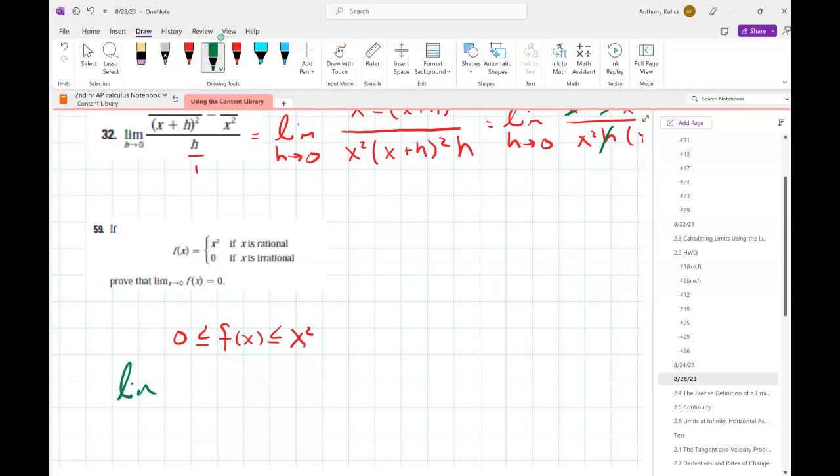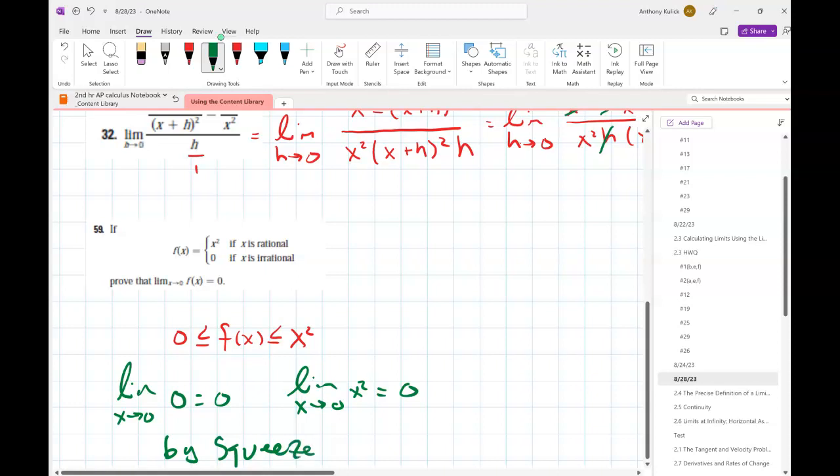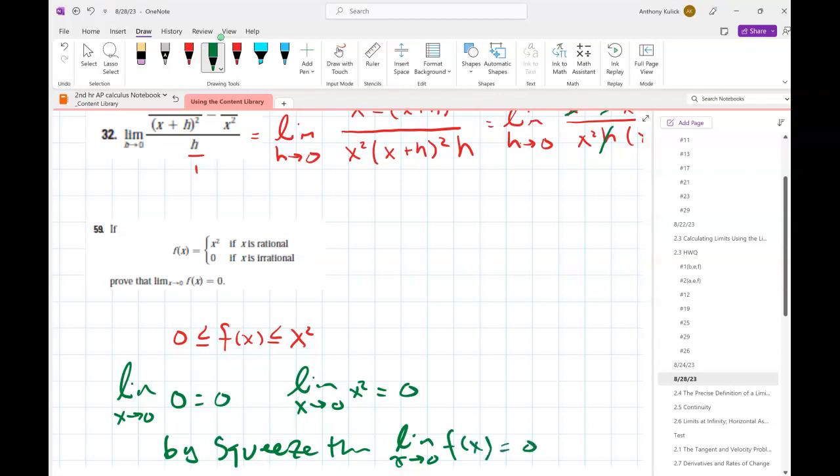So we know the limit as x approaches 0 of 0 is equal to 0, and we know the limit as x approaches 0 of x squared is equal to 0. So by the squeeze theorem, the limit as x approaches 0 of f of x is equal to 0. And we're done. How did you know that x squared was 0?